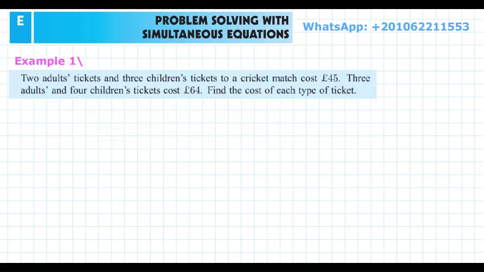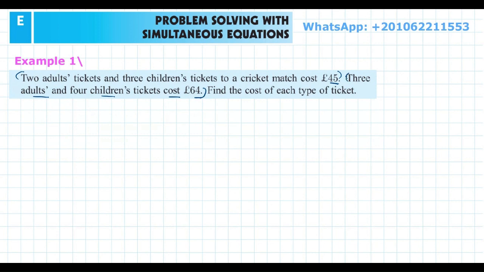Let's deal with this example. He said here, we have 2 adults' tickets and 3 children's tickets to a cricket match, costing 45 euros. This is the first sentence. What about the second one? He said 3 adults' and 4 children's tickets cost 64. This is the second part.